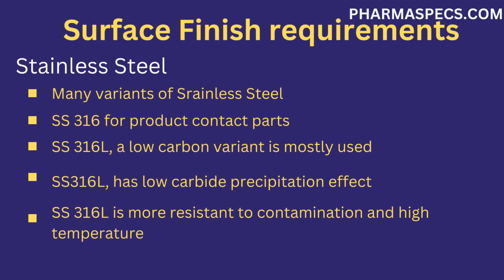There are many variants of stainless steel. For the pharma industry, two variants are used, SS316 and SS304. A new version of SS316 called SS316L is being used in the pharmaceutical industry. The SS316L variant has a low carbon precipitation effect, which makes it more resilient to contamination. The SS316L version is also resistant to high temperatures, common in various pharmaceutical manufacturing processes.